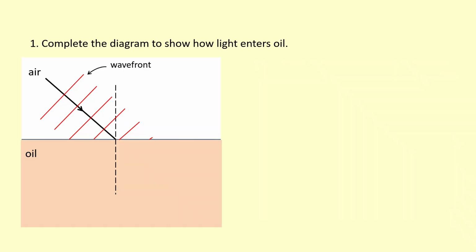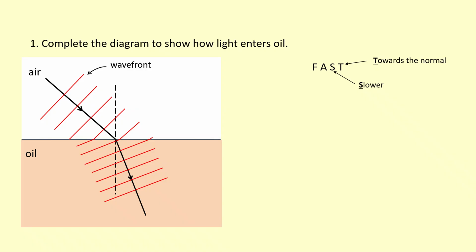Example number one, here we've got light going from air to oil, and we have to complete the diagram to show the wavefronts and the ray. So when it goes into oil, it's going to slow down. It's more dense, so it's probably going to slow down. So I'm going to have it bending towards normal. And also look at how I made the wavelength smaller by making the wavefronts closer to each other. Okay, so it's bending towards normal like this. So we can confirm that slower means towards normal. And you can see the wavelength has decreased as well.